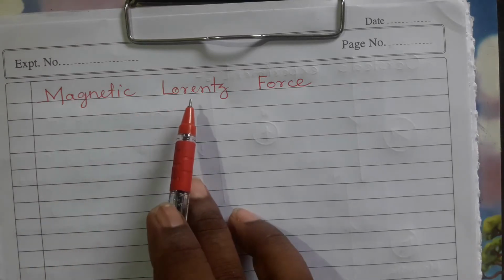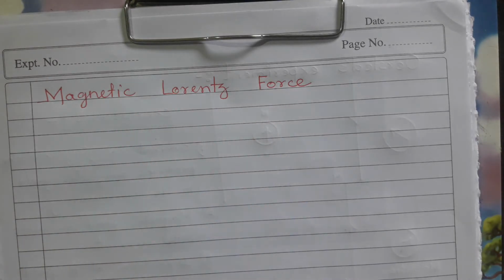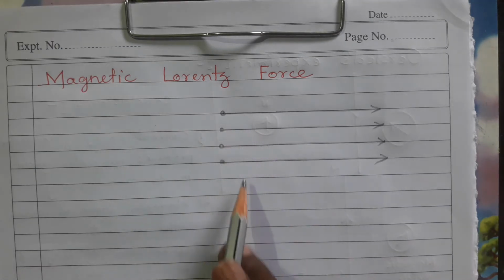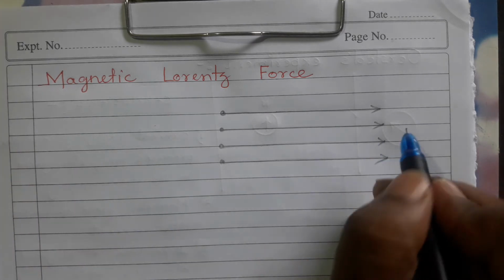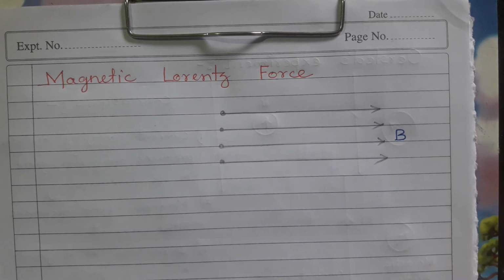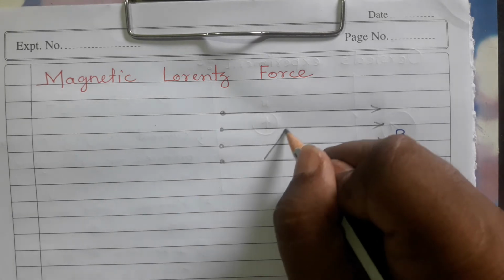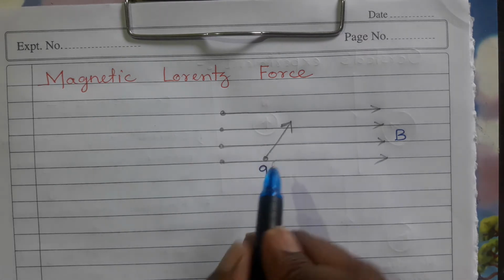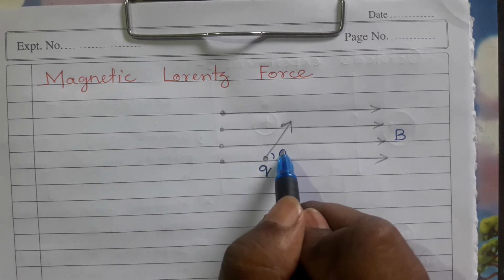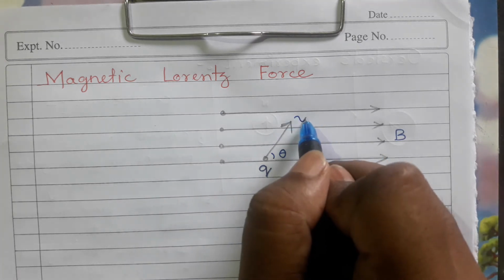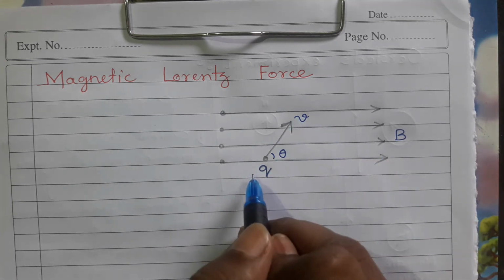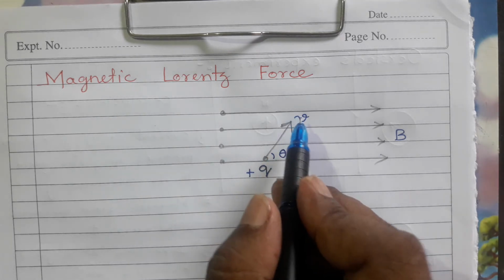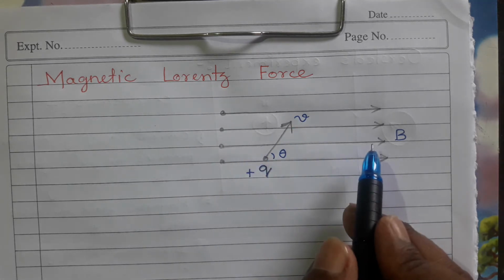Now let us move on to the next topic, magnetic Lorentz force. These parallel lines represent a uniform magnetic field. The strength or intensity of the field is, suppose, capital B. A charge is moving through the field. Suppose charge Q is moving through the field. It makes an angle, suppose theta, with the direction of the field, and V is the velocity of the charge. So a charge +Q is moving with velocity V, making an angle theta with the magnetic field B.